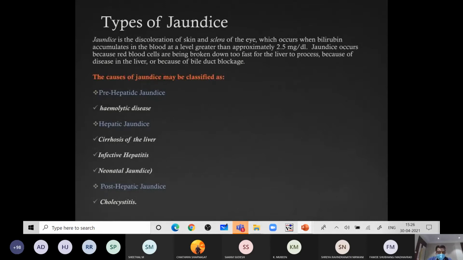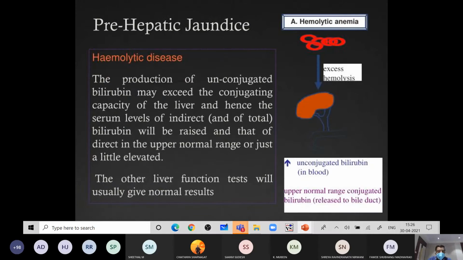These types can be differentially diagnosed by the biochemical identification of these conjugated and unconjugated levels. In prehepatic, hemolytic jaundice, the production of unconjugated bilirubin may exceed the conjugating capacity of the liver, and hence the serum level of indirect and total bilirubin will be raised, while direct bilirubin is in the upper normal range or just a little elevated. The other liver function tests will usually give normal results.